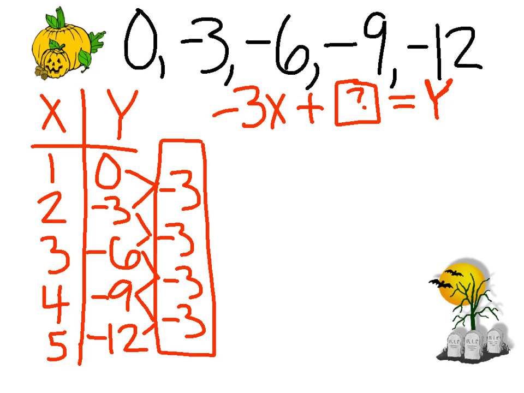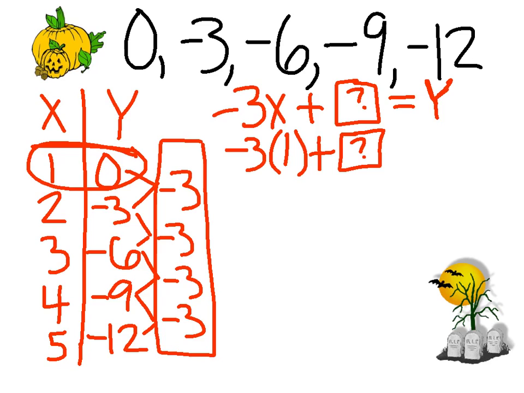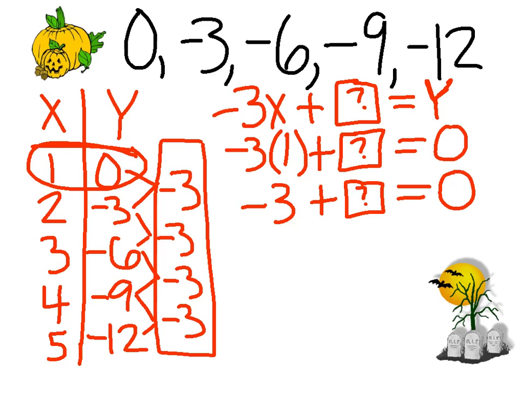gives us our y. So to do that, we're going to plug in one of our ordered pairs. We take negative 3 times x, which is 1, plus our number. We plug in 0 for y. And then we solve for the number. So negative 3 times 1 is negative 3, plus our number, which is equal to 0. We add 3 to both sides. So our number is going to be 0 plus 3, which is 3.